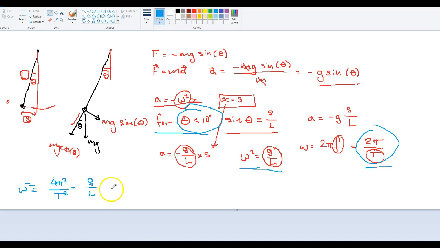Solving this for T, and again satisfy yourself that this rearrangement is correct. We're in year 2 now, so you should be able to do this fairly simply. We get T squared is equal to 4 pi squared L over G. Taking the root of both sides, we get T equals 2 pi root of L over G.